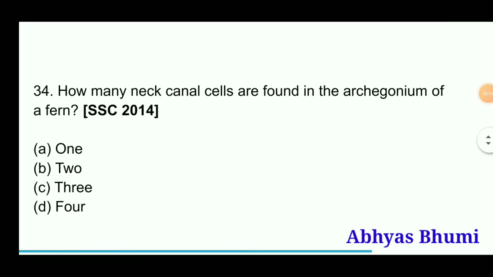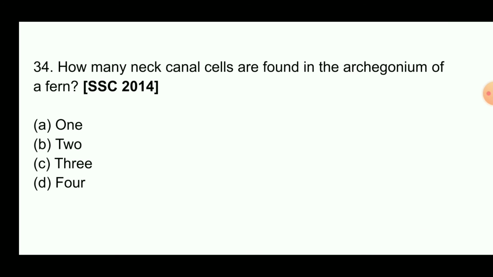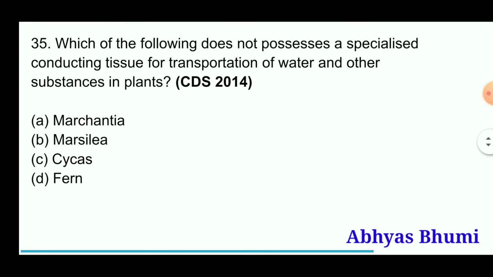Next question on your screen, how many neck canal cells are found in the archegonium of a fern? Option A, 1. Option B, 2. Option C, 3. Option D, 4. According to you, which one option is right guys? Please, if you know the answer, tell me. Yes guys, option A is the right answer, means 1. Turn for the next question.